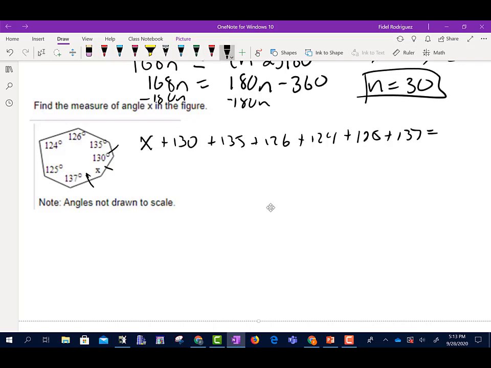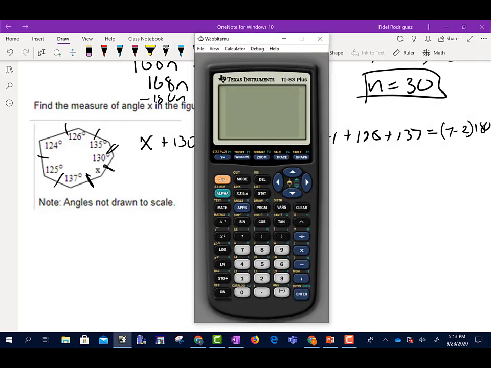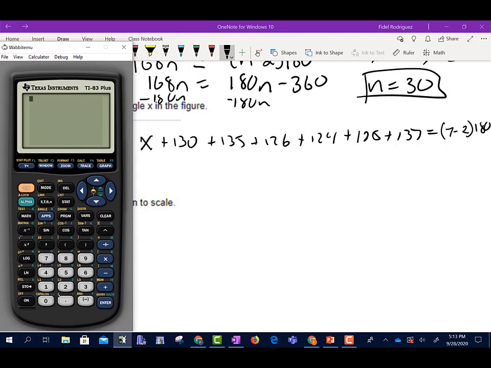There we go. Okay. 1, 2, 3, 4, 5, 6, 7. So my formula is 7 minus 2 times 180. Okay, first thing I'm going to do, clear this out. Let me start adding up my numbers.